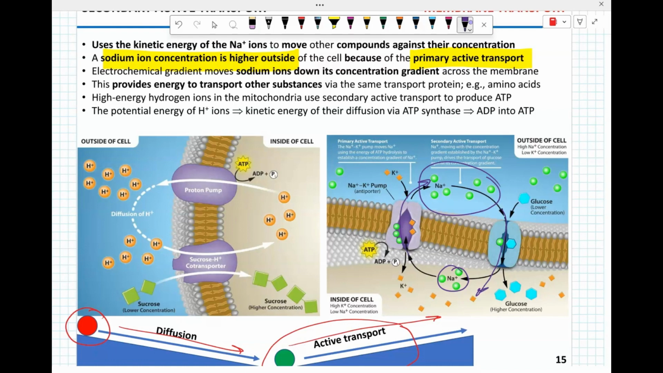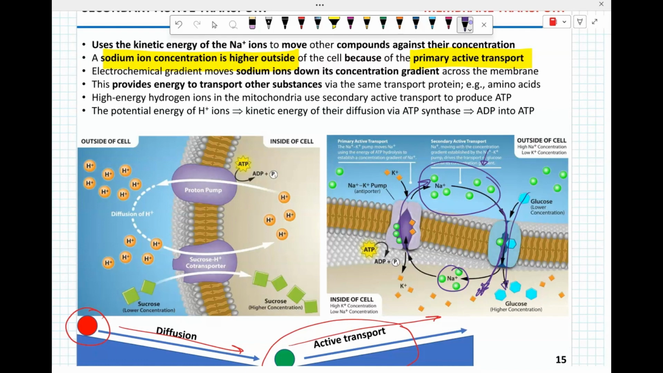These ions, of course, are then pumped back out of the cell. So energy is not generated out of nowhere. Energy is actually spent on the maintenance of high sodium concentrations outside of the cell. But anyway, diffusion of sodium into the cell provides energy for the transport of other substances, for example, glucose or amino acids, into the cell.